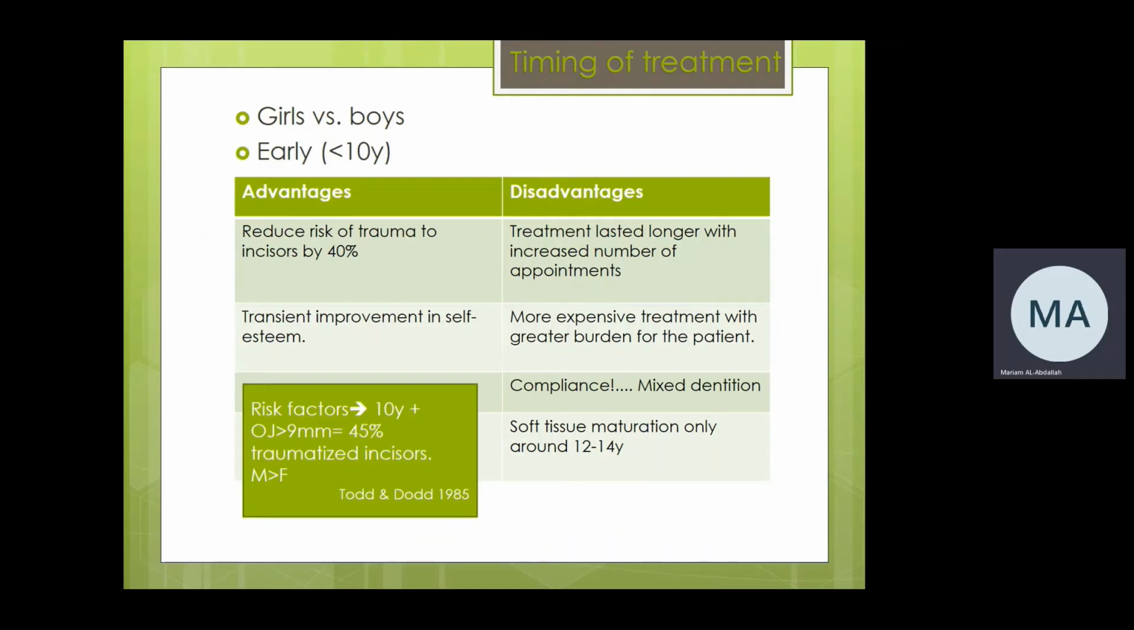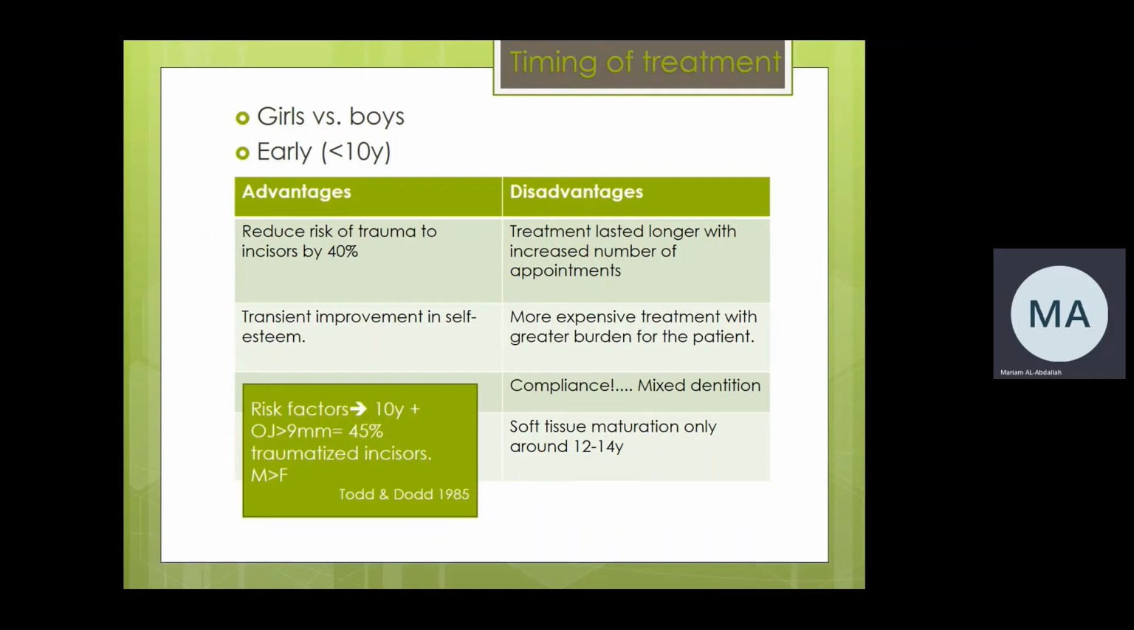Because patients who are up to 10 years of age, who are males with an overjet of more than 9 millimeters, will have 45% chance of traumatized incisors. So if you start early, that means you will reduce risk of trauma. In addition, you will improve patients' self-esteem and psychological well-being, especially with those who will be experiencing bullying and being called nicknames. So early treatment has advantages for these patients.